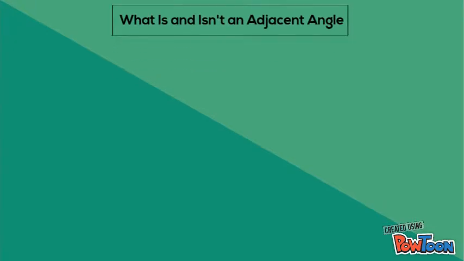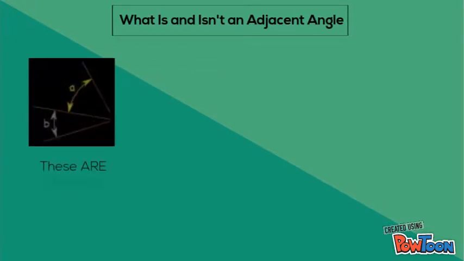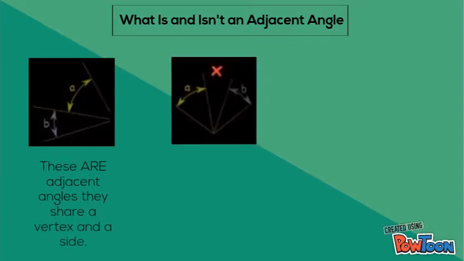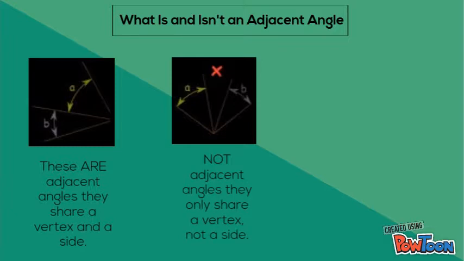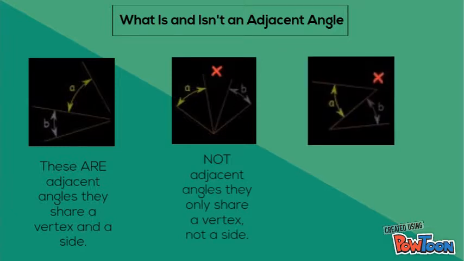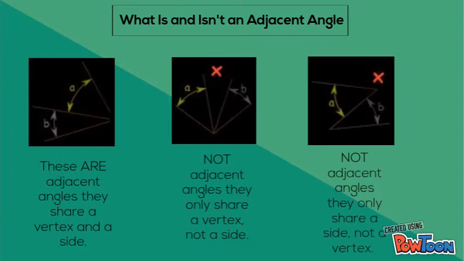What is an adjacent angle? The first picture shows adjacent angles because they share a vertex and a side. The second picture shows angles that are not adjacent because they only share a vertex and not a side. The last picture shows angles that are not adjacent because they only share a side and not a vertex.